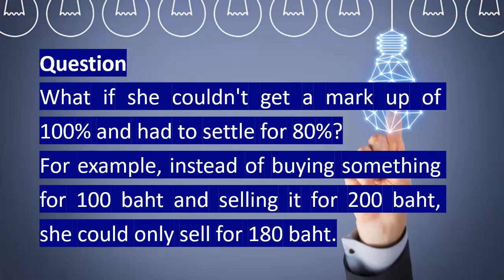So next question. What if she couldn't get a markup of 100% and she had to settle for only 80%? For example, instead of buying something for 100 baht and selling it for 200 baht, which is 100% markup, she could only sell it for 180 baht, which is 80% markup. So try that calculation. Pause the video if you need to. I'm going to go ahead with the answer.